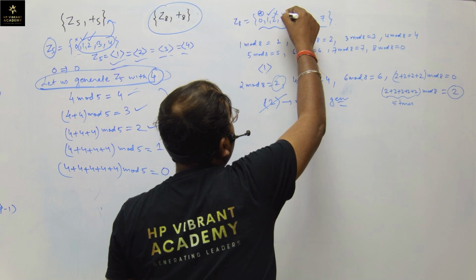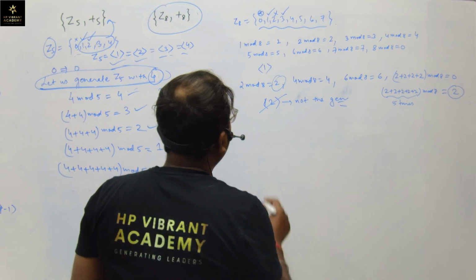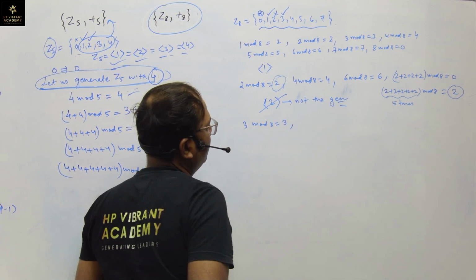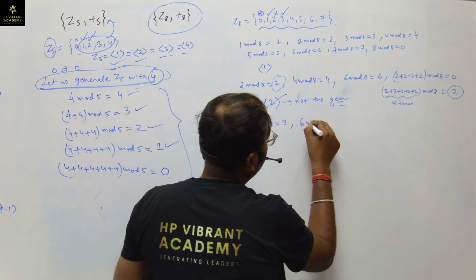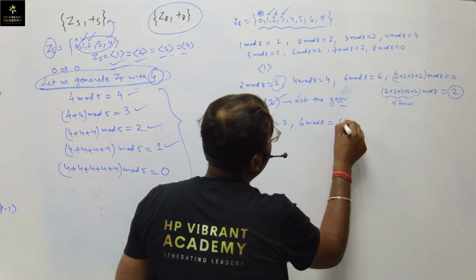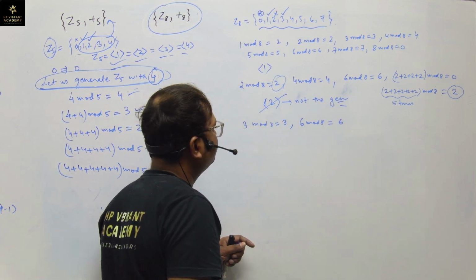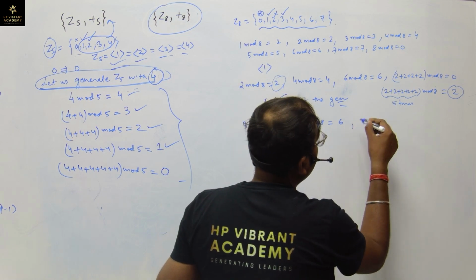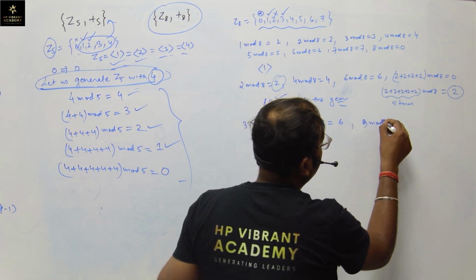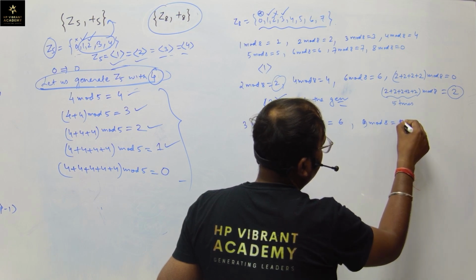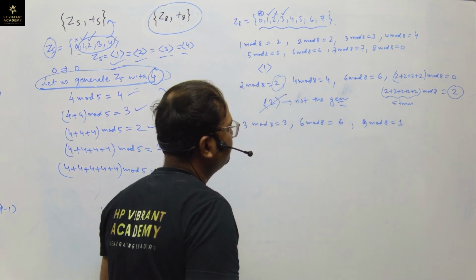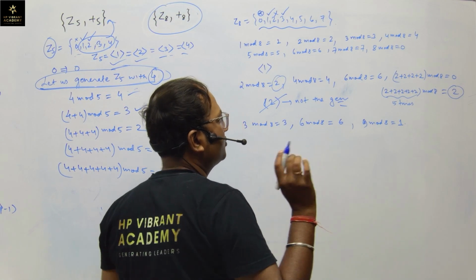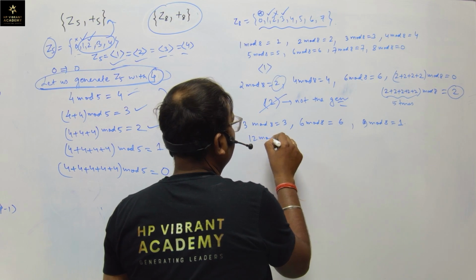So 3 mod 8 is equal to 3. Now we have 3 plus 3, that is 6 mod 8. This is equal to 6. Now we have 3 plus 3 plus 3, that is 9 mod 8. This is 1, the remainder is 1. Now we have 3 four times: 3 plus 3 plus 3 plus 3. This is 12 mod 8. This is 4.